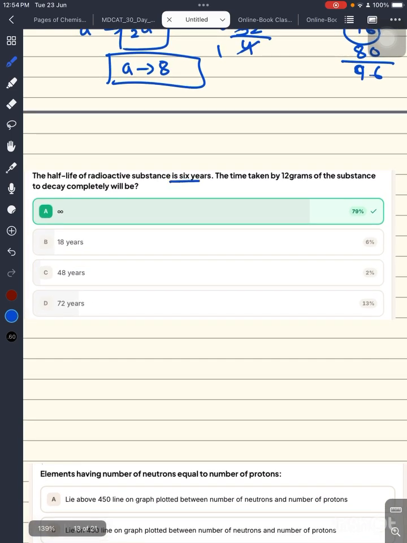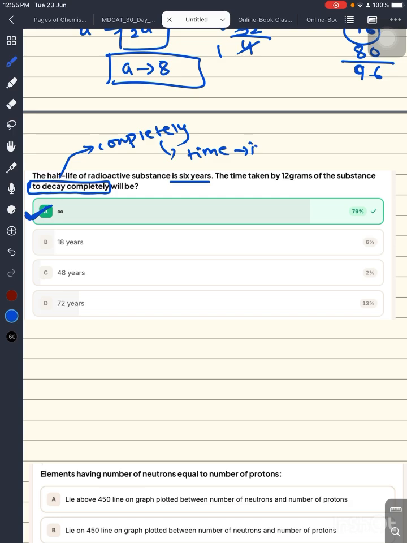The half-life of a radioactive substance is 6 years. The time taken by 12 gram of the substance to decay completely. Whenever you get a question on decaying completely, the time will be infinity. You have to remember that. Whenever completely comes up, then the time will be infinity.